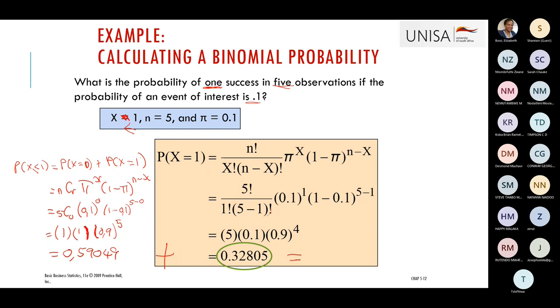0.59049 plus 0.32805, which is equal to 0.91854. As we can see, if it was greater than 1, it would mean 2, 3, 4, 5. So I need to calculate this 5 times in order to answer the question, which is time consuming. And that is the reason why when you deal with binomial probabilities, you need to rely on the tables. And that's what we're going to do just now.